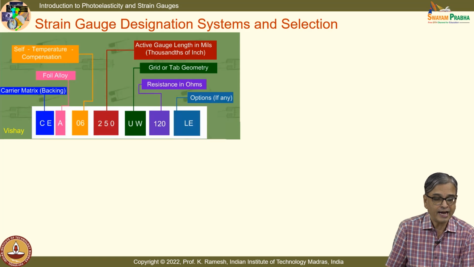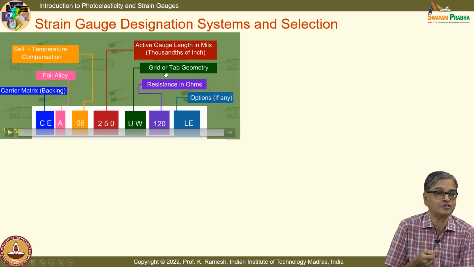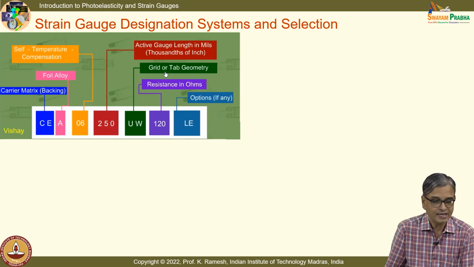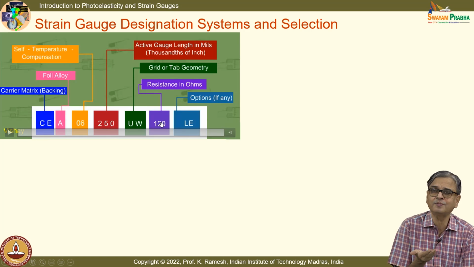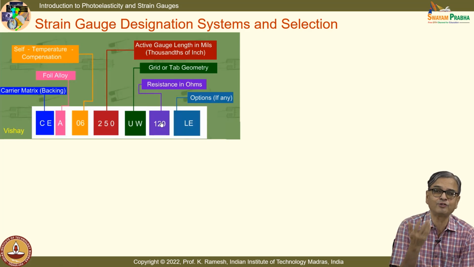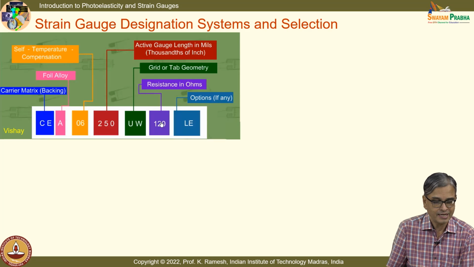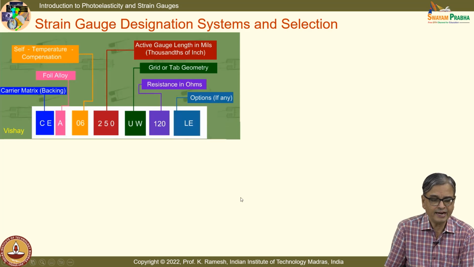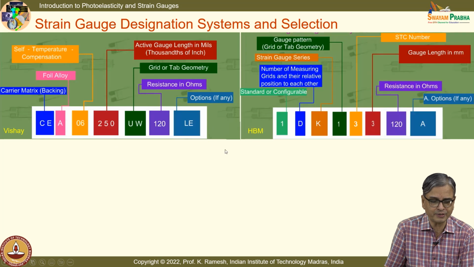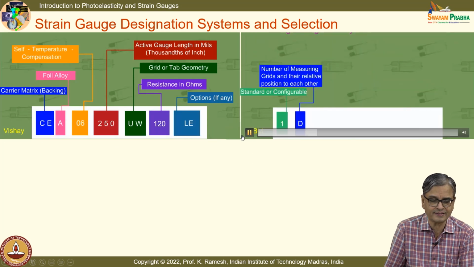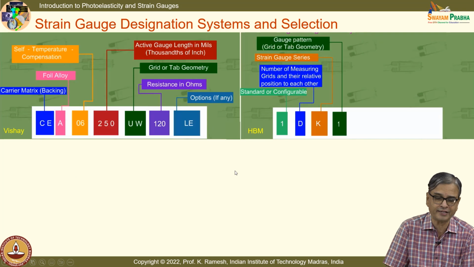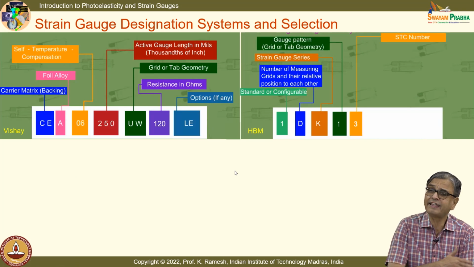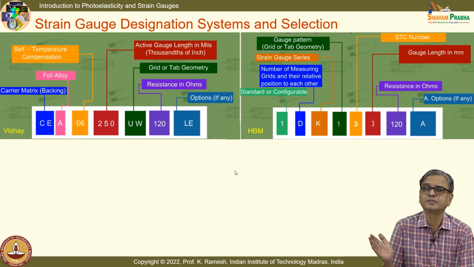And what is the way I should have the grid? Because it should help me to provide the access. And what is the resistance? I said in a composite, please use 1000 ohms, at least 500 ohms, never use 120 ohms. And there are many options available. And these are the two companies, one is Vishay Micro Measurements, another is HBM. They are the people who are dominating the strain gauge market. And they have a different system.